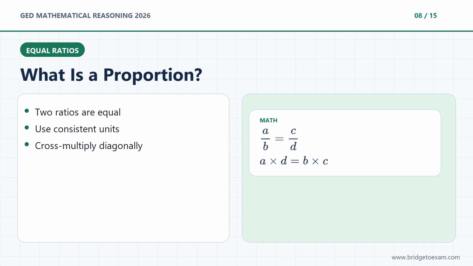A proportion says that two ratios are equal. If A over B equals C over D, then the diagonal products are equal. This is called cross multiplication. It gives us AD equals BC.